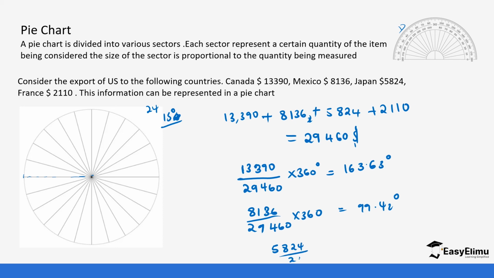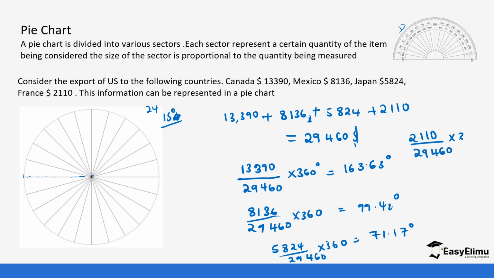We do the same also for Japan, which is 5,824 divided by 29,460 times 360. If you take 5,824 and divide by 29,460, you are going to get 0.1976. You multiply this by 360, you get 71.17 degrees.